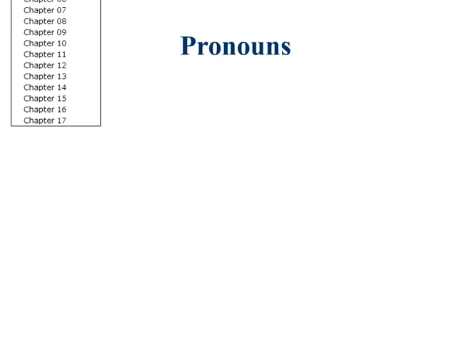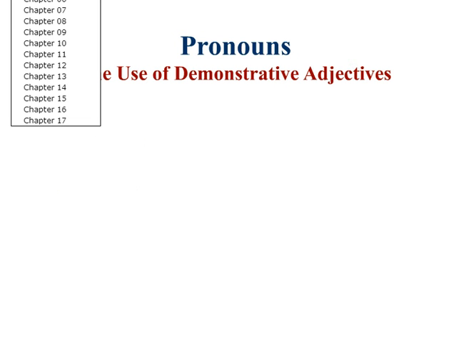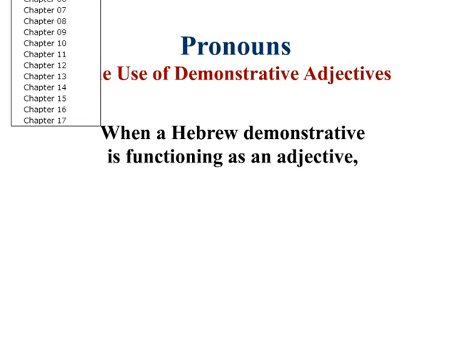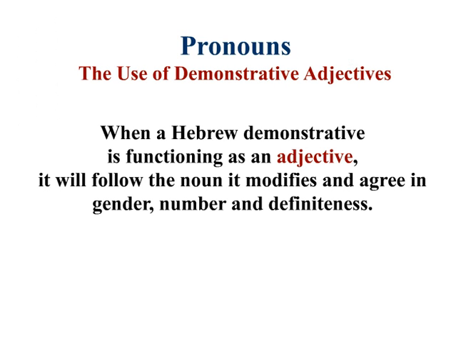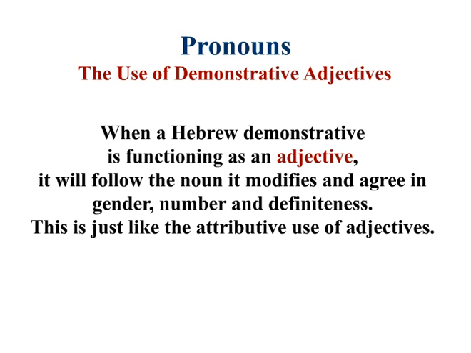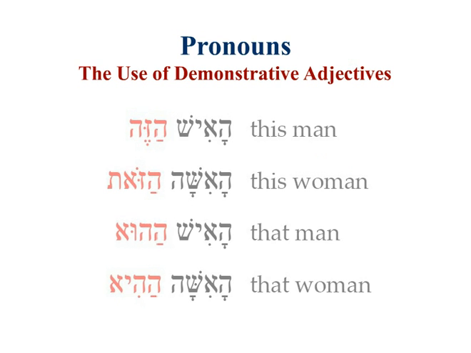In handout 8D, adjectives first. When a Hebrew demonstrative is functioning as a demonstrative adjective, the demonstrative will follow the noun it modifies and agree in gender, number, and definiteness. This is just like the attributive use of adjectives. We give 8 examples to show both the appearance and the use of demonstrative adjectives. Look at the first one.